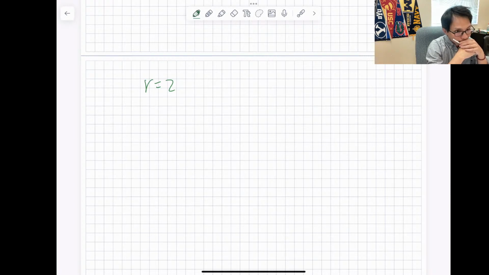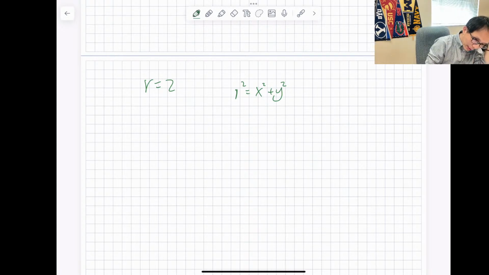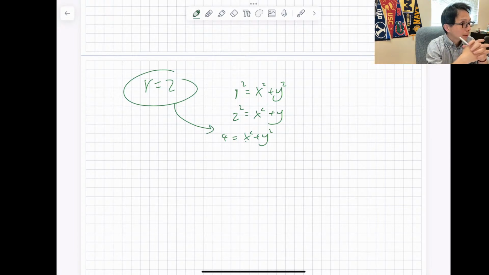Yep, you're right, because r squared is equal to x squared plus y squared. So can I just replace that as 2? 2 squared equal to x squared plus y squared. So 4 equals x squared plus y squared. You just changed this to a rectangular equation. You don't even need theta, because r equal to 2 is just one of the equations I told you right here, right?